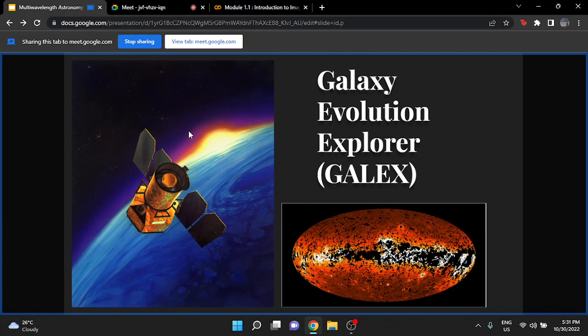Yeah, good. So, the Galaxy Evolution Explorer is also available in NASA Skyview, and you can use it to look at the UV counterparts, which tells you about energetic processes such as star formation, AGN accretion, or mergers. So these are some of the telescopes and surveys that we'll be using in our multi-wavelength observations.